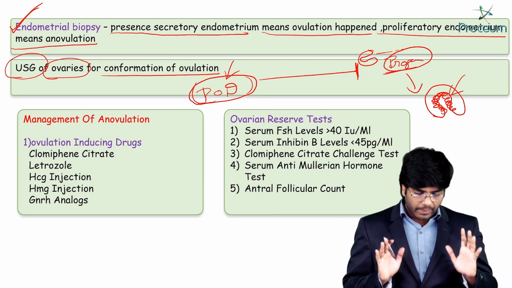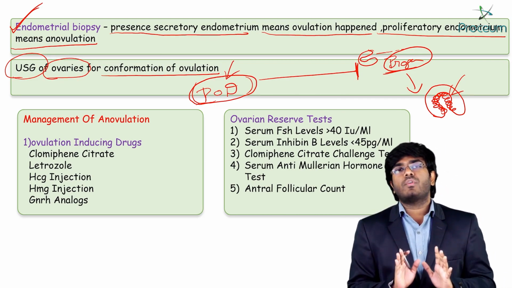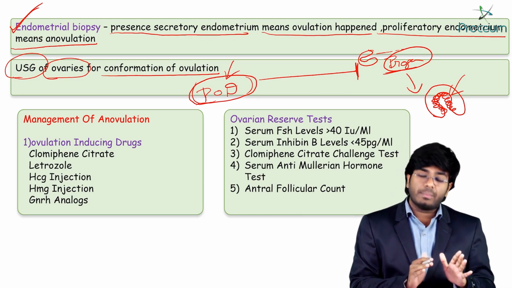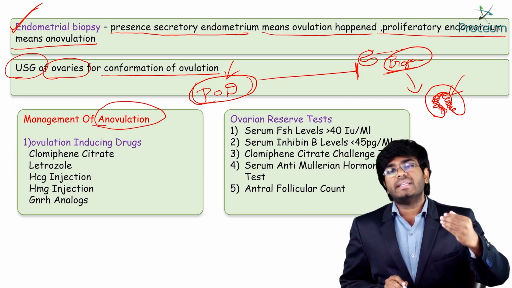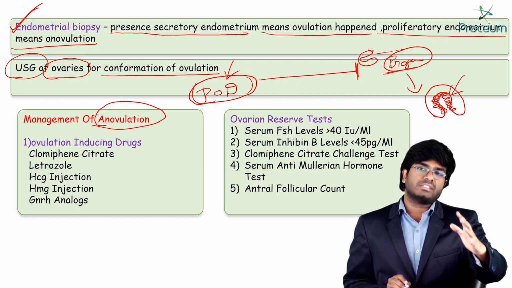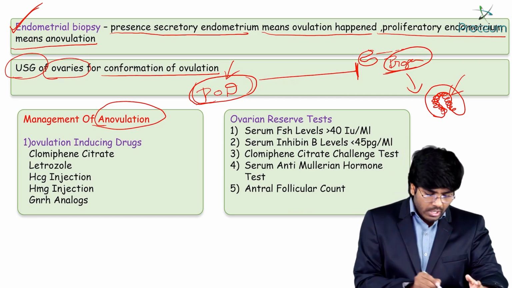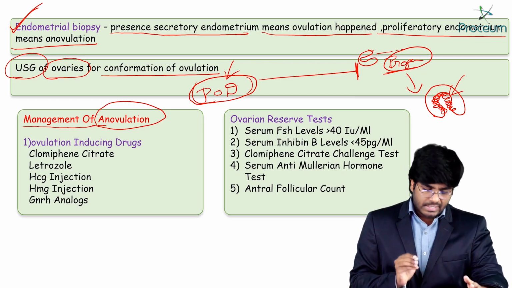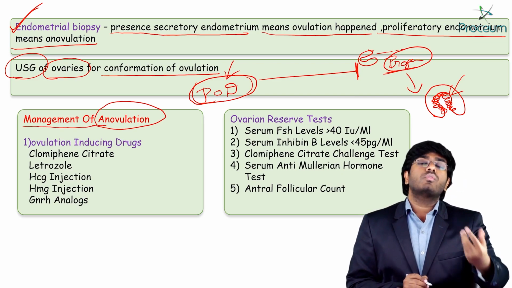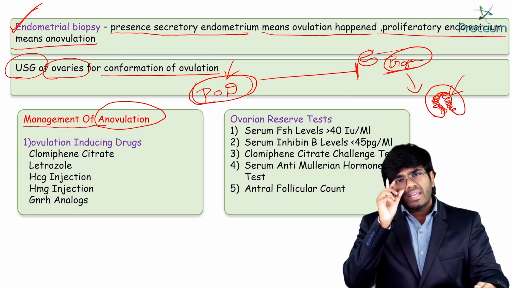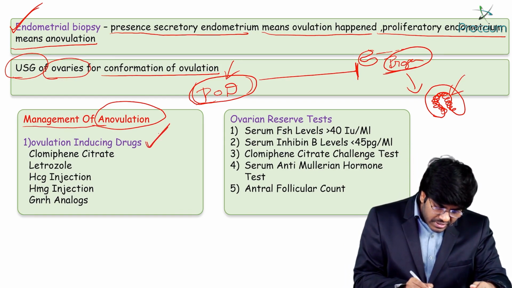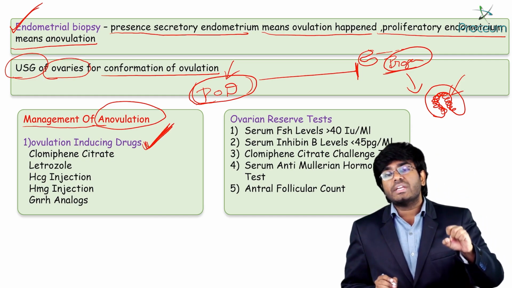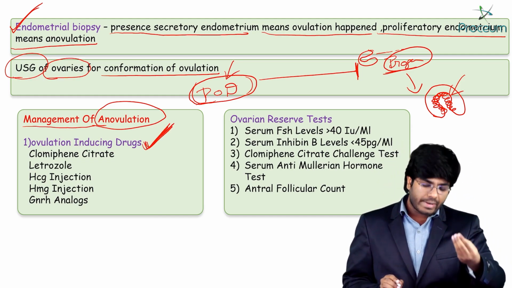At the end of the day, you confirm that the infertility in this female is because of anovulation. She is not ovulating, she is not laying her eggs, for example. Now what to do? What is the management? If she is not ovulating, make her ovulate. How can we achieve this? It's very simple, guys, by giving ovulation inducing drugs. You prescribe her an ovulation inducing agent so that she will now ovulate.